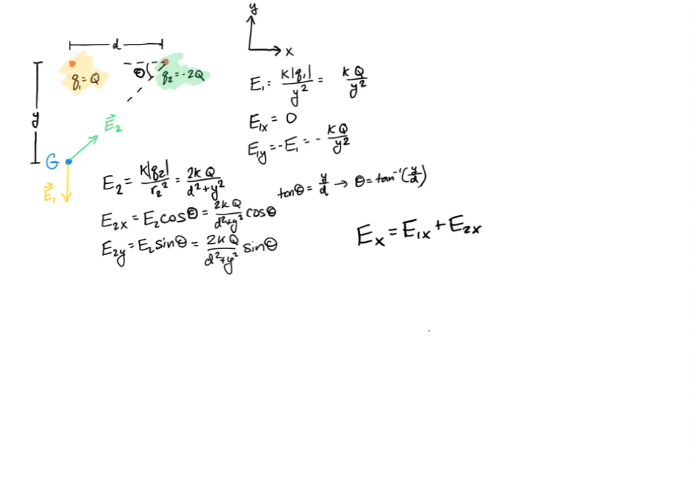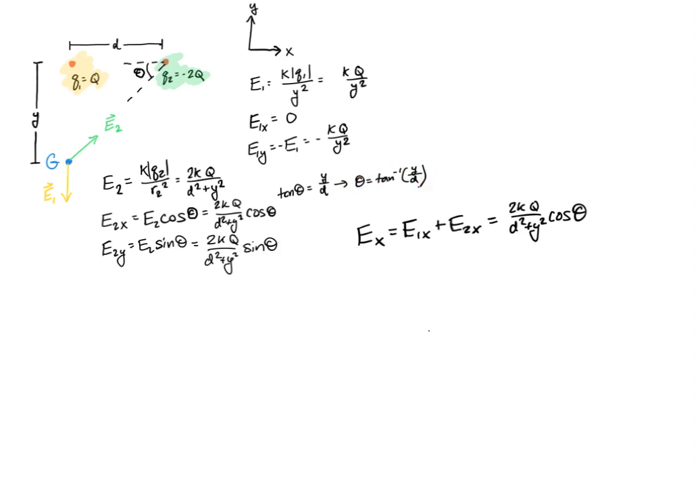And since E1x is 0, the x component is just equal to E2x, which is 2 times k times q over d squared plus y squared times the cosine of theta, which again we found over here.